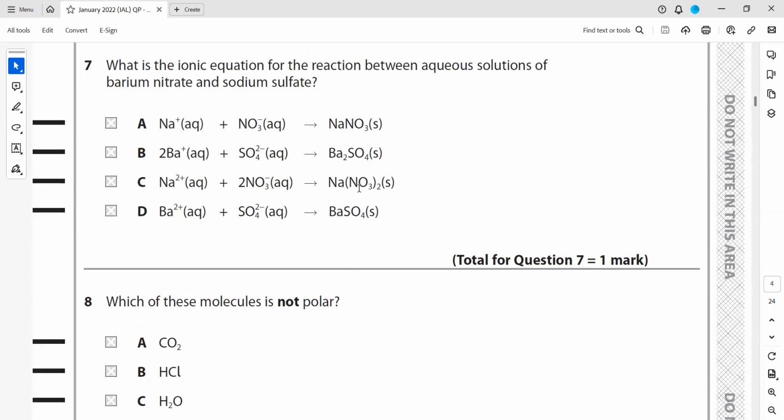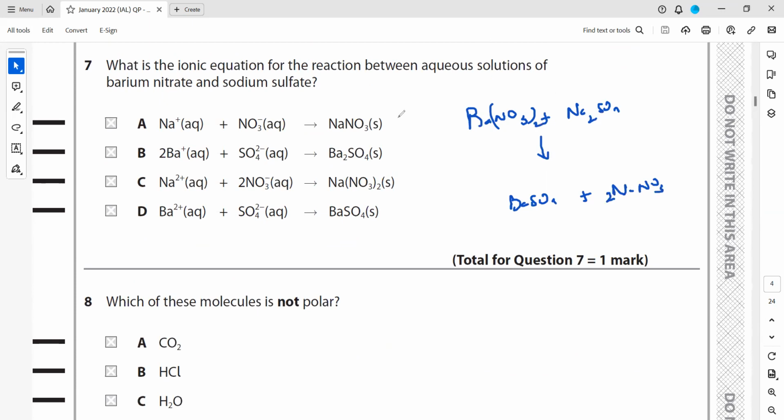What is the ionic equation for a reaction between aqueous barium nitrate and sodium sulfate? So barium nitrate and sodium sulfate gives barium sulfate, which is a solid precipitate, and sodium nitrate.